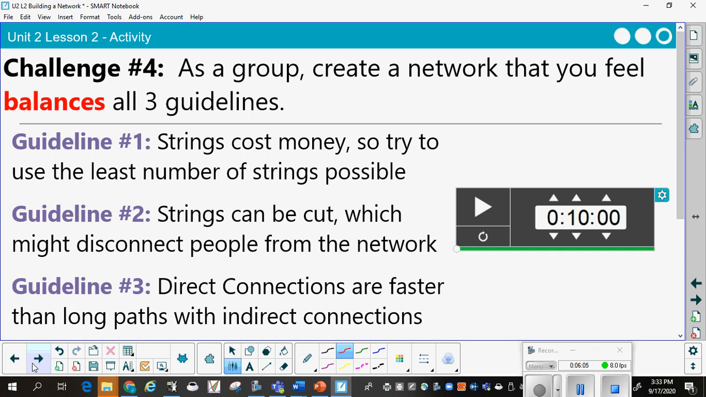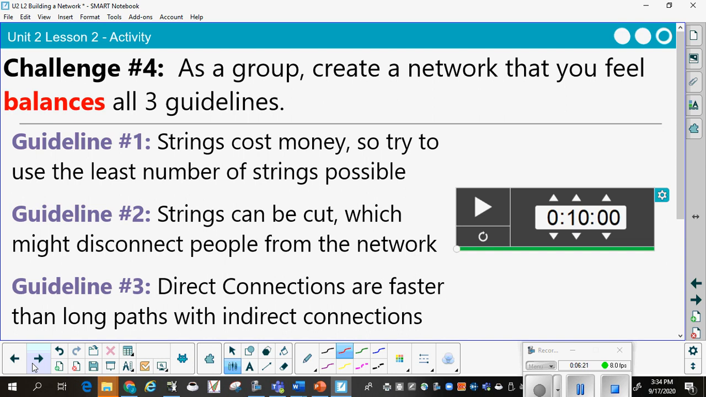And then guideline 3, direct connections are much faster than long paths with indirect connections. So remember when we started at one point, we had to go all the way around for connections? That slows stuff down a lot. So we want to try to avoid that where we can.